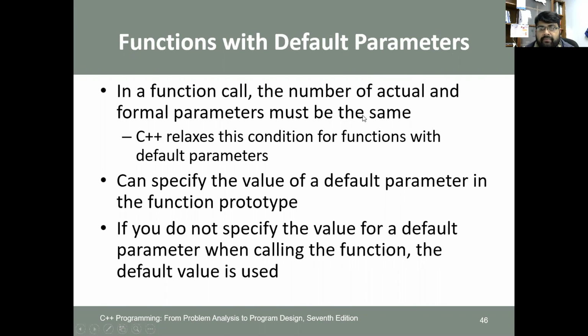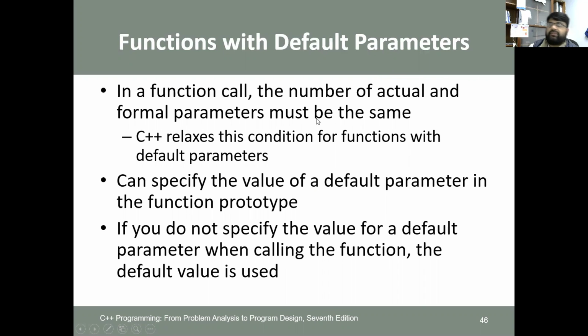In a function call, the number of actual and formal parameters must be the same, right? Of course. However, C++ relaxes this condition for functions with default parameters. In case you have default parameters within your functions, the number of actual parameters and the number of formal parameters may differ. And the reason for that is we can specify the value for a default parameter in the function prototype.